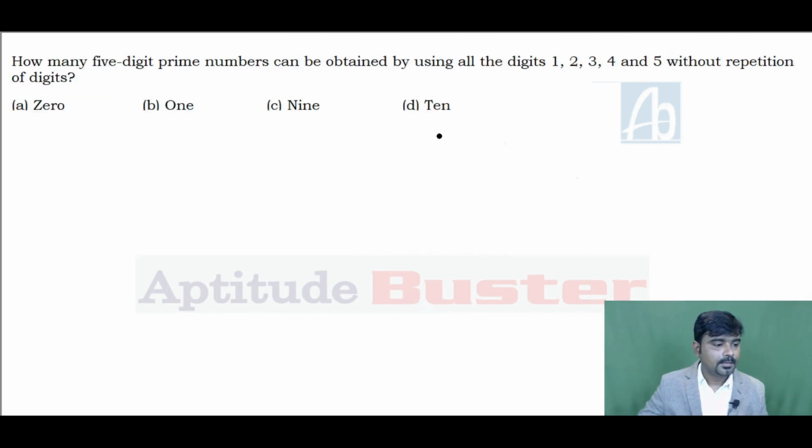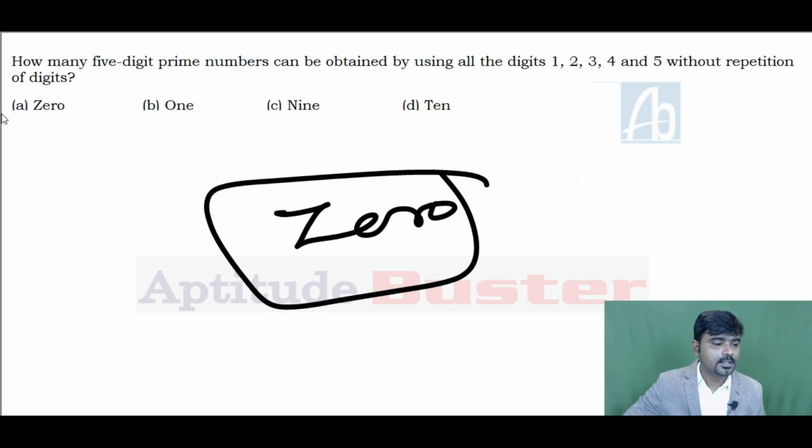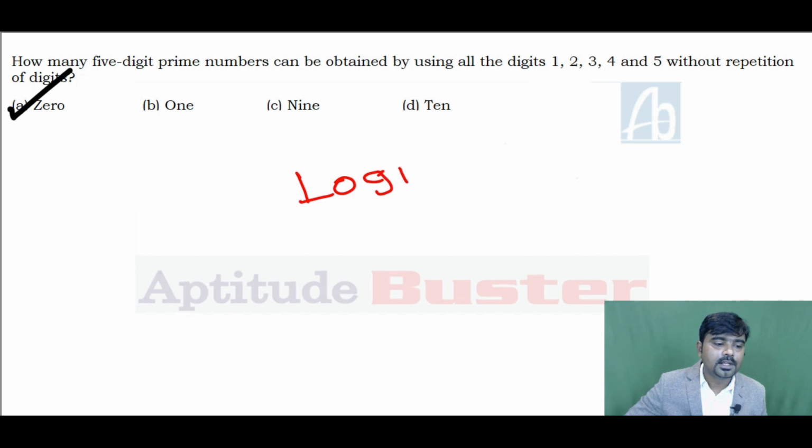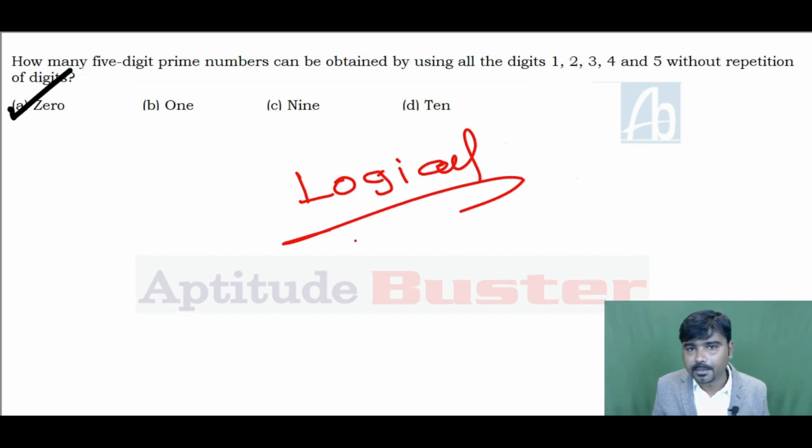Have you understood? How many 5-digit prime numbers can be obtained by using all the digits 1, 2, 3, 4 and 5 without repetition of the digits? For this question you can answer in 0 seconds. The reason: can you say one 5-digit prime number within 1 or 2 minutes? Not possible, right? While setting the question, they know you need to answer within 1 or 2 minutes. Here they are going to check your logical thinking instead of your mathematical ability.